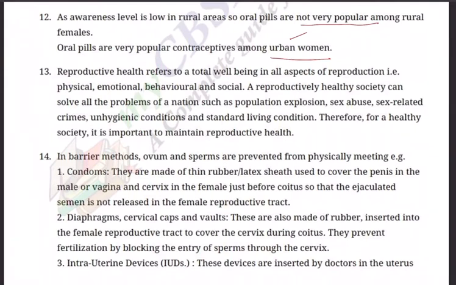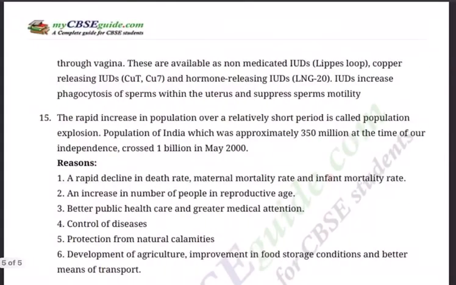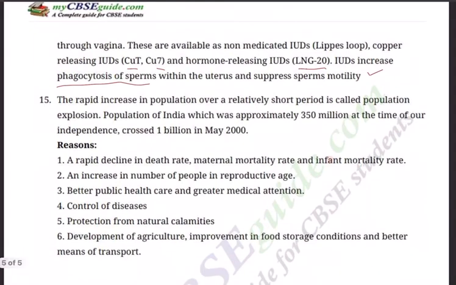Next, IUDs, intrauterine devices. These devices are inserted by doctors in the uterus through the vagina. These are available as non-medicated IUDs like Lippes loop, copper releasing IUDs, Copper T and Copper 7, and hormone releasing IUDs, that is LNG-20. IUDs increase phagocytosis of sperms, that is killing of the sperms within the uterus, and suppress the motility, the movement, of the sperms. Last question.